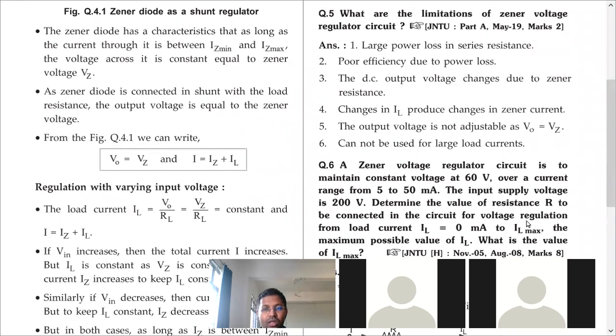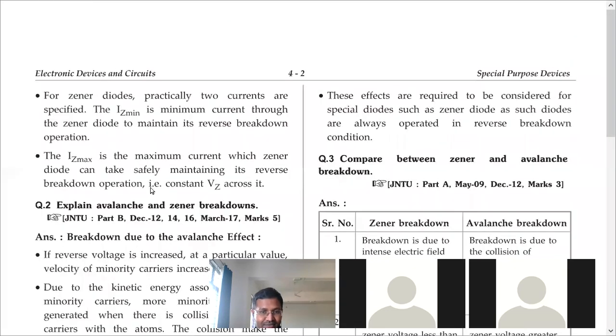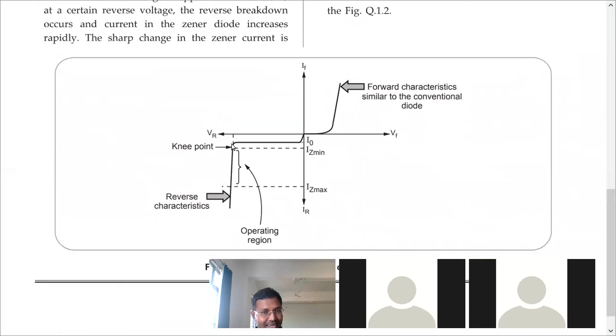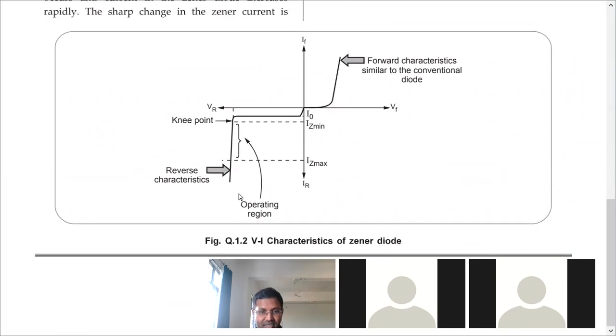Next, over a current range from 5 to 50 milliampere. Let us read the sentence in continuation. A Zener voltage regulator circuit is to maintain constant voltage at 60 volt over a current range from 5 to 50 milliampere. Where is this current range considered? It is usually the Zener current. They are referring to the Zener current, isn't it? Current ranging from Iz min to Iz max. This current is referred in the question.